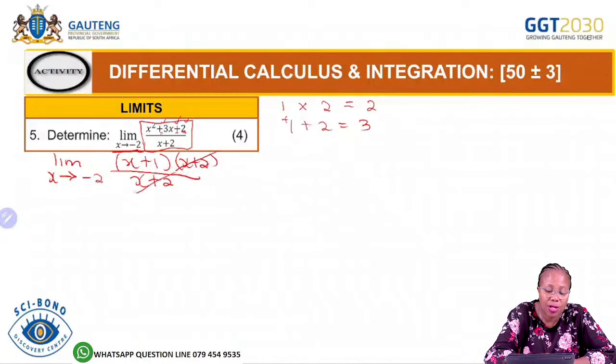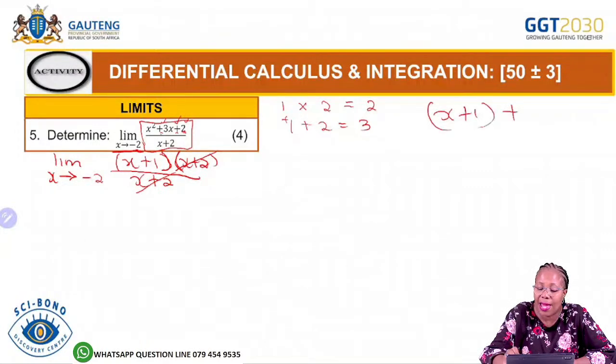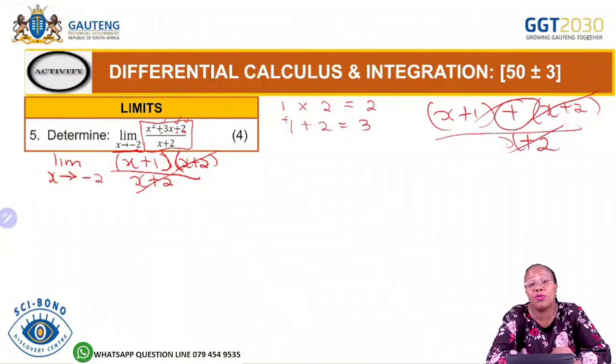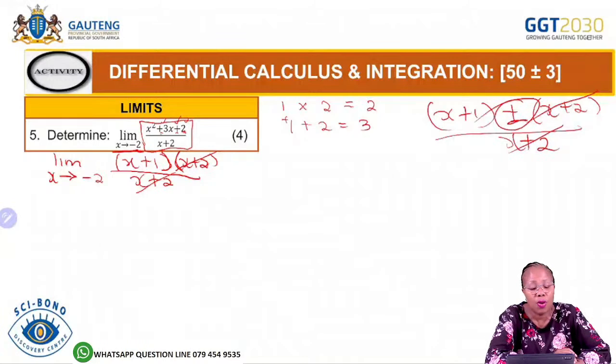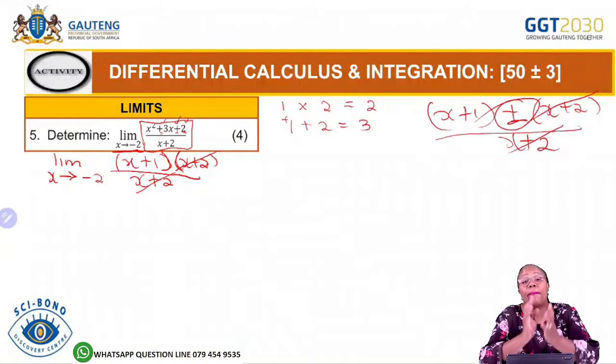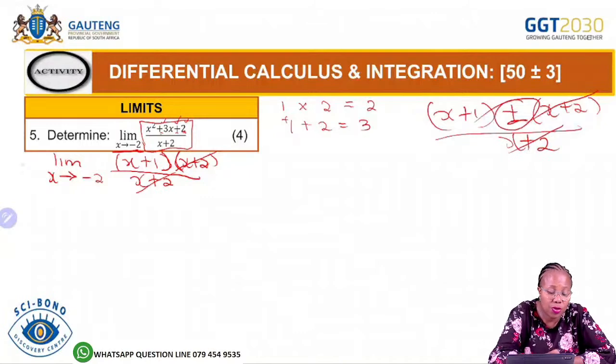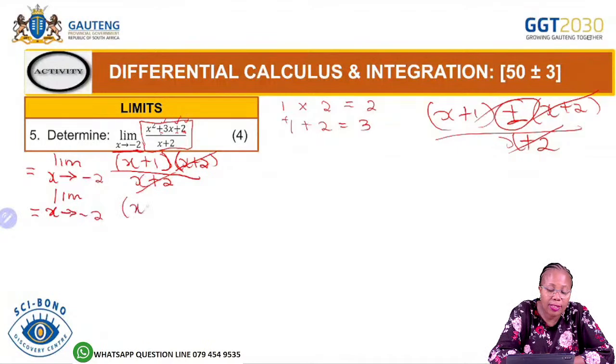Then this x plus 2 will cancel that one. Why? Because we are multiplying. If it's x plus 1 and the plus x plus 2 all over x plus 2, you cannot cancel, grade 12, because there's a plus sign in between. If there's a plus or minus in between, no cancellation. You can only cancel if we multiply. There are brackets in between. Okay, I hope that one is clear. And then continue. Now we are left with the limit of x approaching minus 2 of what? X plus 1.